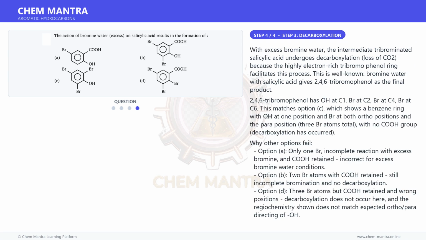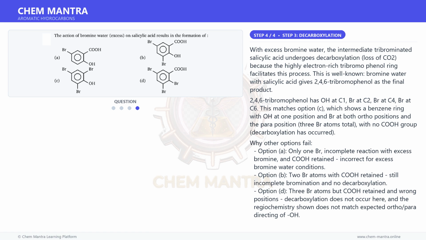And for the final step. With excess bromine water, the intermediate tribrominated salicylic acid undergoes decarboxylation, loss of CO2, because the highly electron-rich tribromophenol ring facilitates this process. This is well known. Bromine water with salicylic acid gives 2,4,6-tribromophenol as the final product.